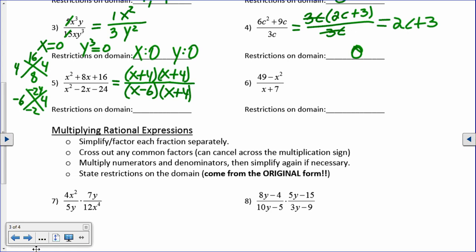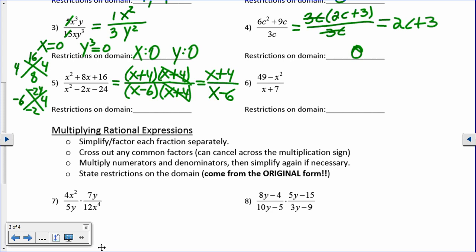Alright, now that I've factored both the top and the bottom, what do you guys notice? They have an x plus 4 in the top and the bottom. Can I cancel out both of these x plus 4s and that one? No, it's a one-to-one relationship, so you can only cancel out one of each. So you're left with x plus 4 over x minus 6. Like that.